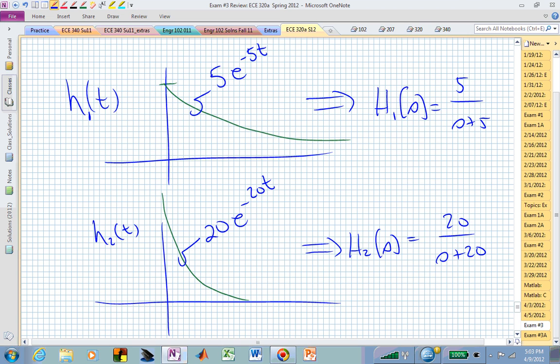If you know how to find capital X of S, you can multiply capital X of S with H of S to find Y of S and inverse Laplace transform Y of S to obtain Y of t.